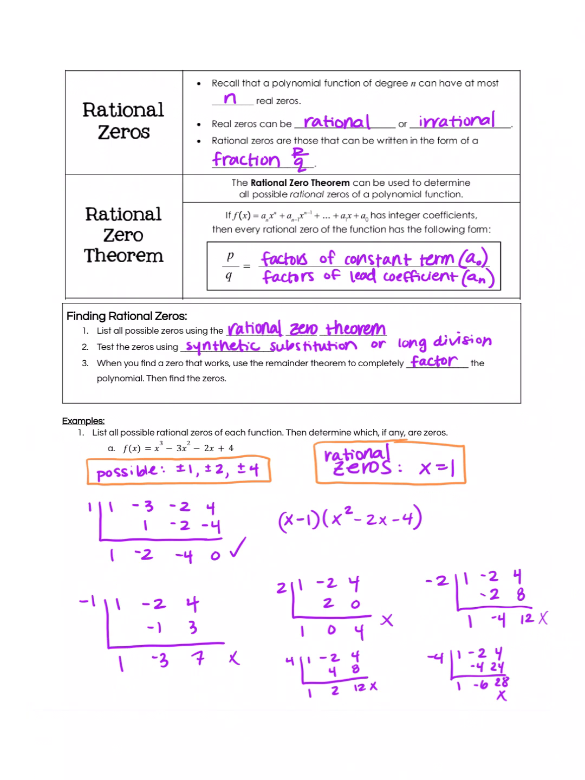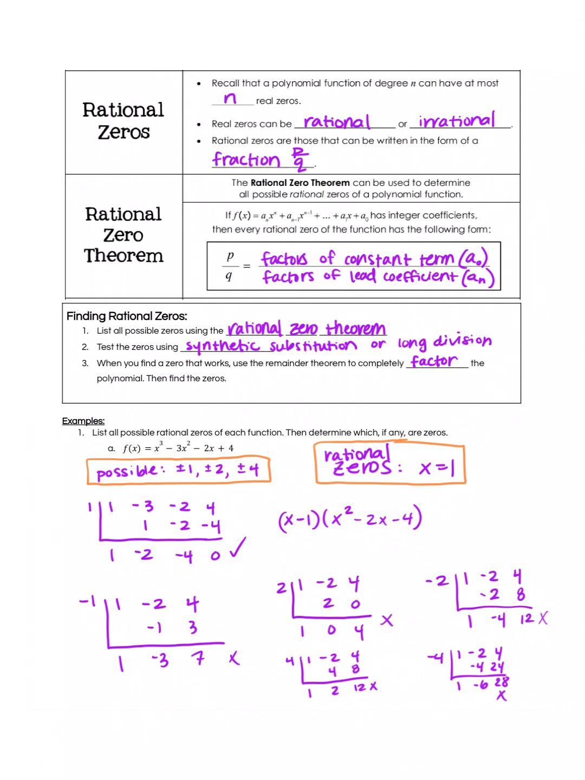And so what is the rational zero theorem? If some polynomial of our form, a sub n x to the n, plus a sub n minus 1 times x to the n minus 1, and so on, has integer coefficients, then every rational zero of the function has the following form: some p over q, where p denotes the factors of the constant term a sub 0, and q, the denominator, is the factors of the lead coefficient a sub n.